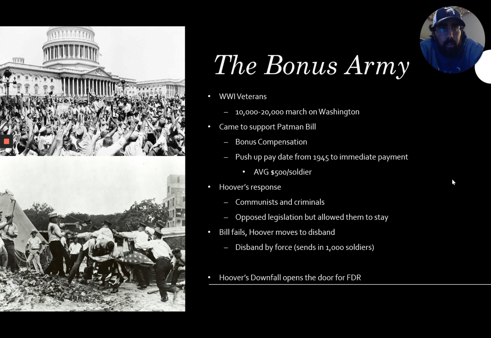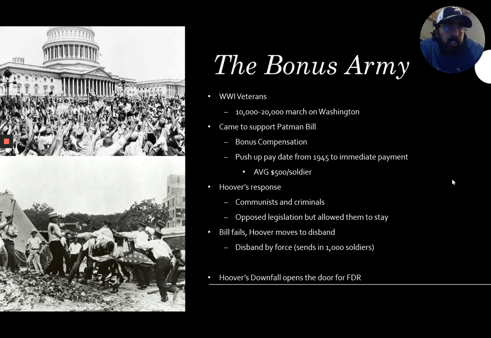About $500 a soldier. And I think it'd be good, though, that was pushed up, because if you think about it, 1945 is right around the end of World War II. Imagine what that would have done to the bonuses. Well, the legislation gets struck down. Hoover also calls these veterans communists and criminals. He opposes legislation but respects their right to assemble, so he allows them to stay until the legislation is decided on, and when it fails, he moves to disband them.